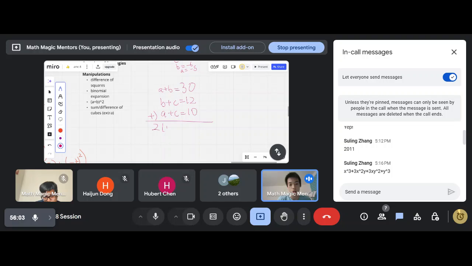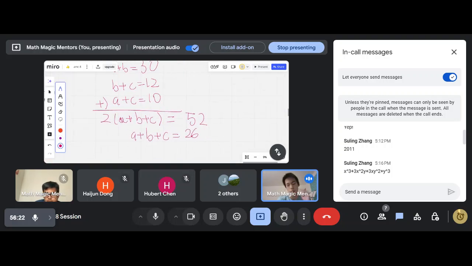So as I mentioned earlier, you should get 2 times a plus b plus c, because you get 2 of each variable on the left-hand side. And that will give us 52. And then the intermediate equation is a plus b plus c equals 26. Now remember, it's not negative 26 because we're just dividing by 2 on both sides. We're not taking the square root of anything. So that's why we only get one possible intermediate equation.